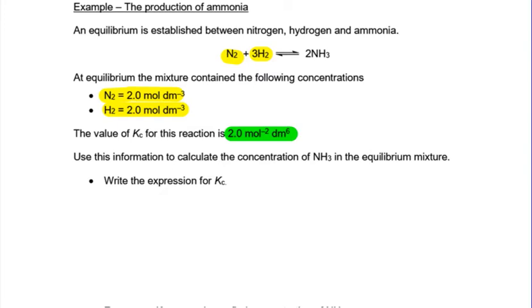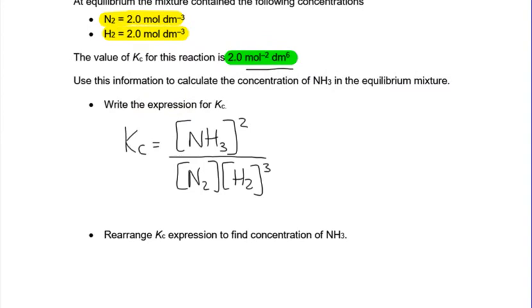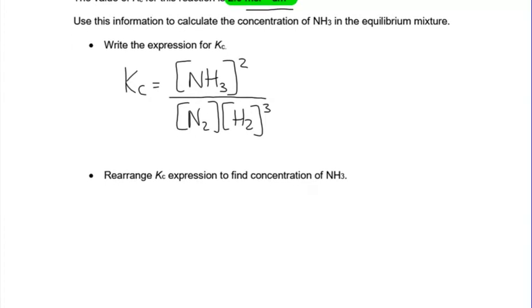So start in the same way. Write an expression for Kc. You don't need to find its units this time because they're given in the question. So just write an expression for Kc. Can you then rearrange that expression to make ammonia concentration the subject? So let's work through those steps.